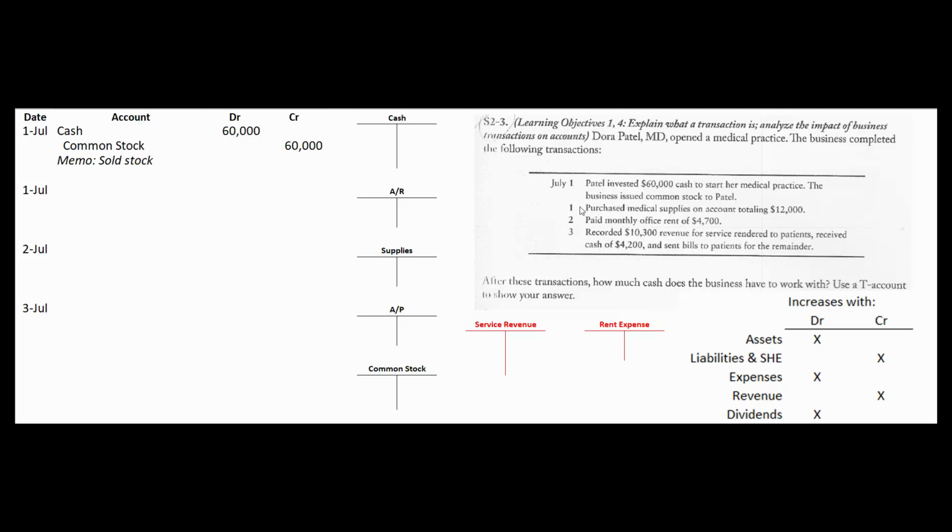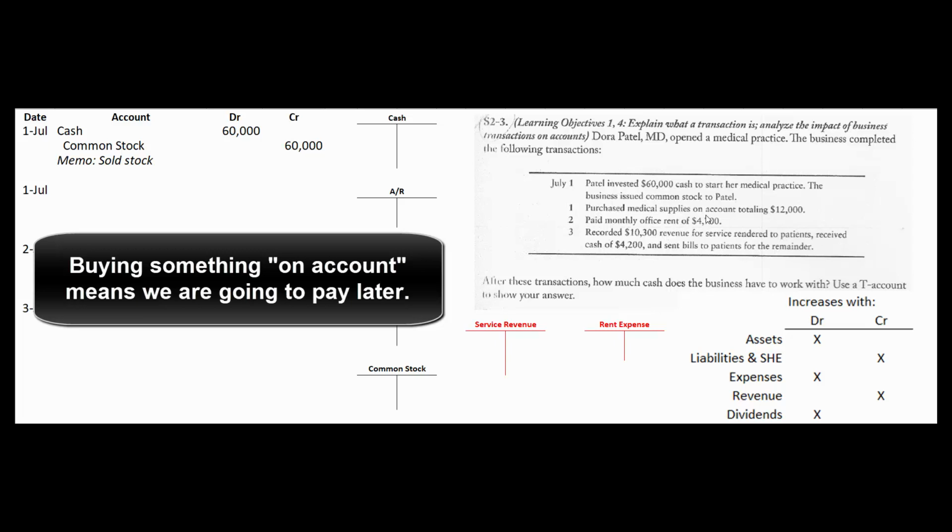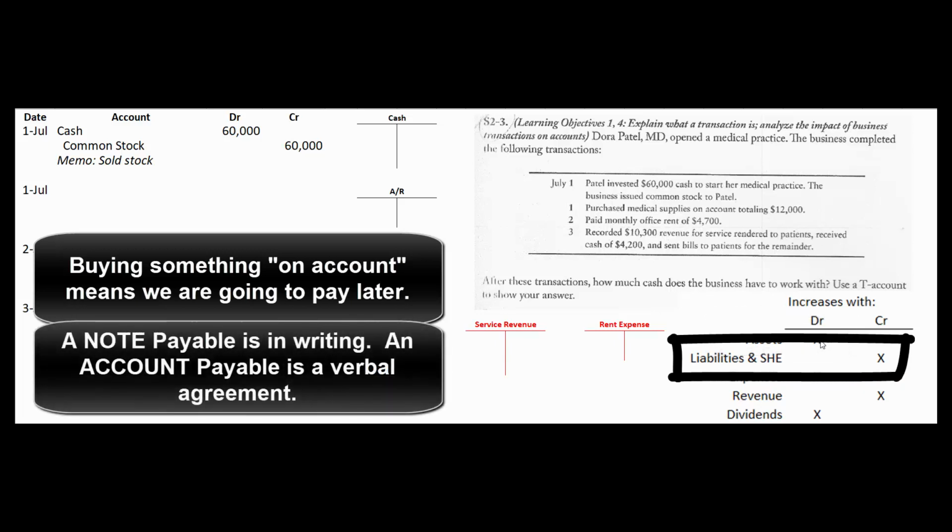Next, the business purchased medical supplies on account totaling $12,000. Nothing is happening to cash. This purchase is made on account. That means we're going to pay later. But what's happening to medical supplies? Medical supplies is an asset. Assets increase with debits. We're going to pay later. We didn't sign a note, so that's called an account payable. The only difference between a note payable and an account payable is that a note payable is a signed instrument. When we see the phrase on account, that means it's an account payable.